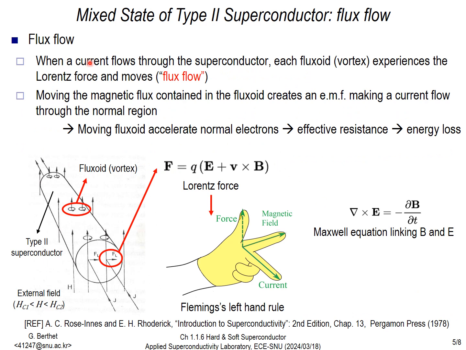Now we'll see the flux flow. When a current flows in a superconductor, the vortex experiences the Lorentz force, which will make the fluxoids move. This phenomenon is called flux flow. Furthermore, when the fluxoids move, the magnetic flux they contain is also moving, so from Faraday's law, we have an electromotive force through the normal zone. This will create a non-superconductive current and therefore create losses.